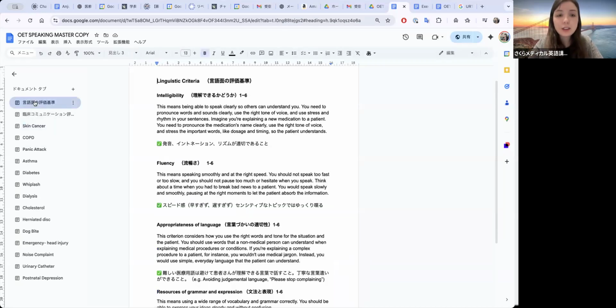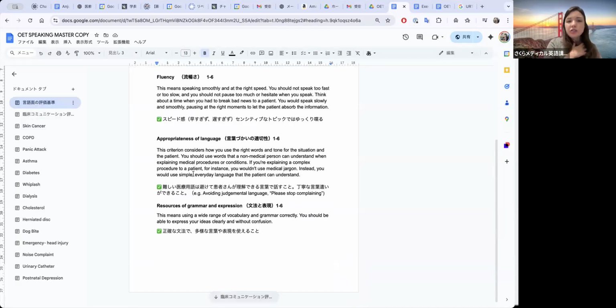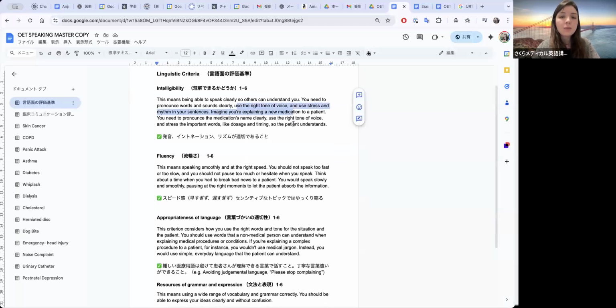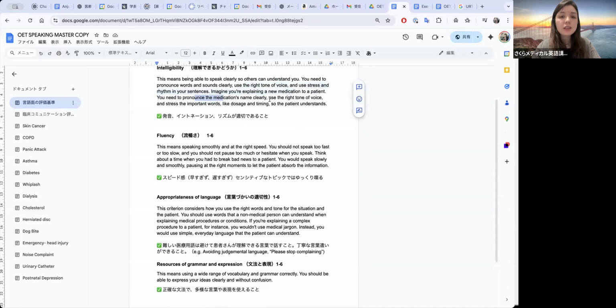Now, let's have a look at the marking criteria. So here's the linguistic criteria. This is not too different from test to test, IELTS, OET, TOEIC, all these English tests, right? So it's rated between 1 to 6. So intelligibility: ability to speak clearly so others can understand you. You need to pronounce words and sounds clearly, use the right tone of voice, and use stress and rhythm in your sentences. You need to pronounce clearly and correctly.